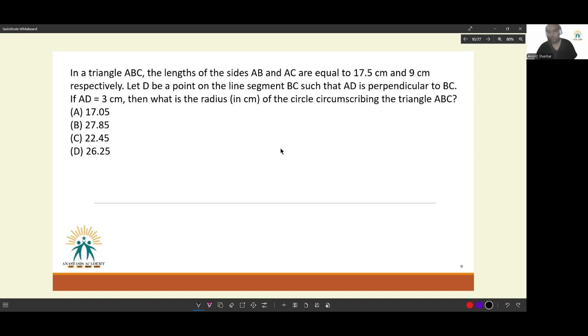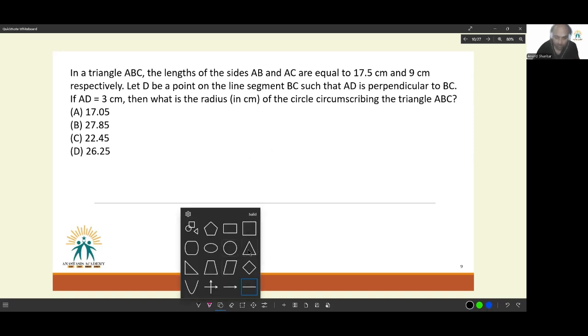Okay. In triangle ABC, the lengths of side AD and AC are equal to 17.5 and 9 centimeters respectively. Sorry, my attention was gone. Let me make a triangle.